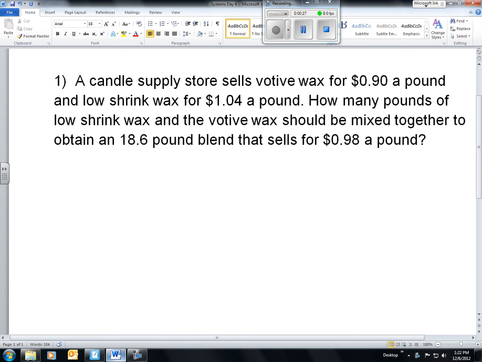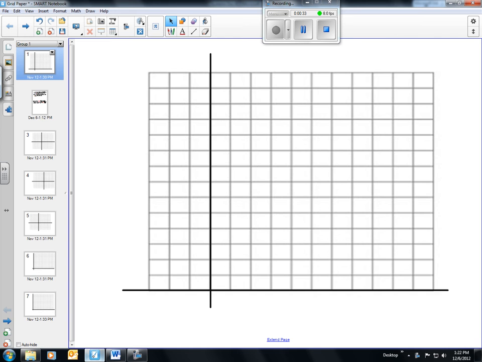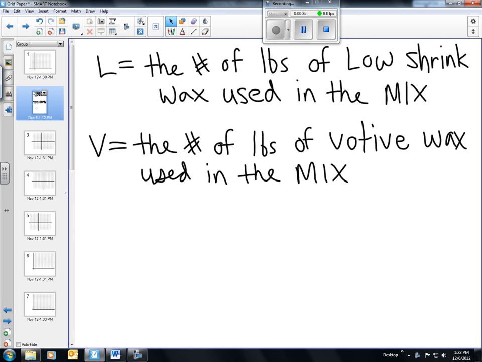So if you remember, we need to create some variables here, and the variables are representing what we don't know. And what we don't know are the number of pounds of low shrink wax used in the mix, so that's L, and then the number of pounds of votive wax used in the mix, and that's V.